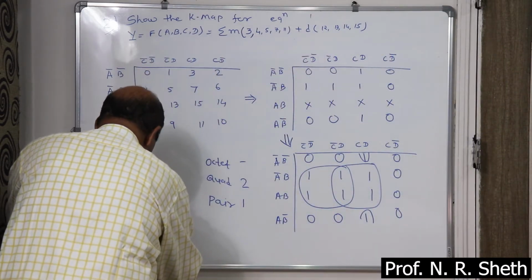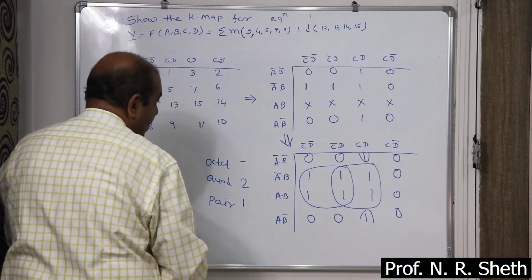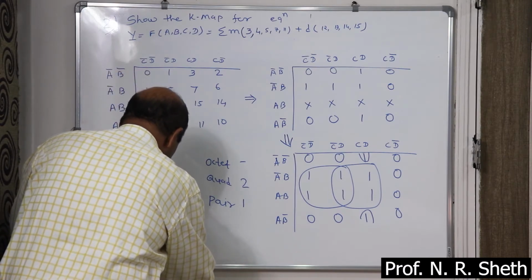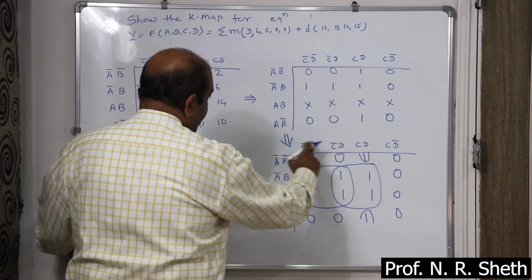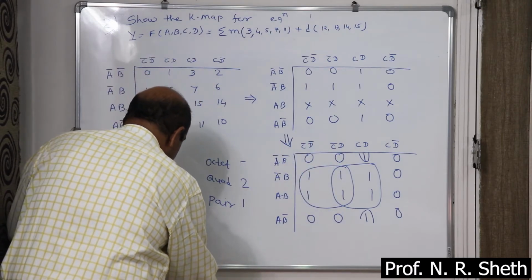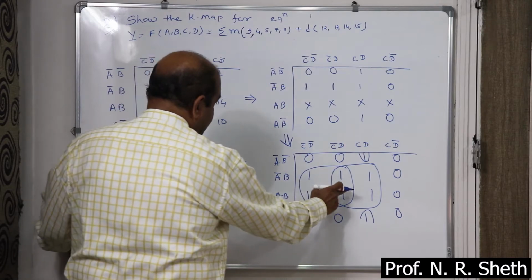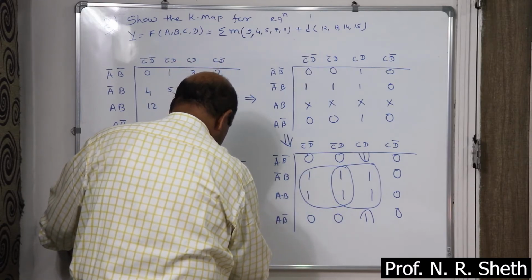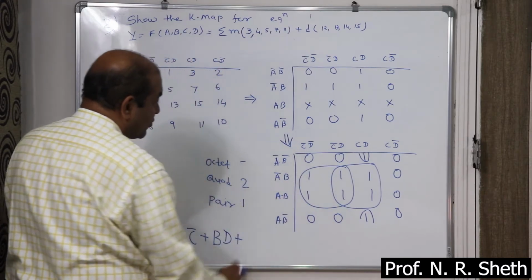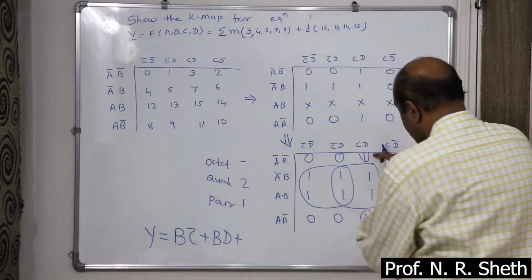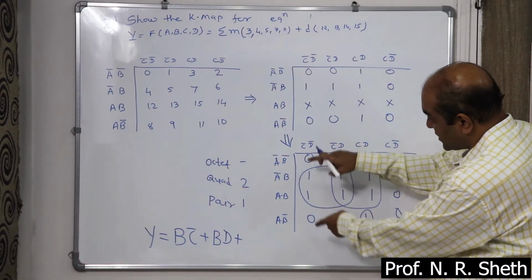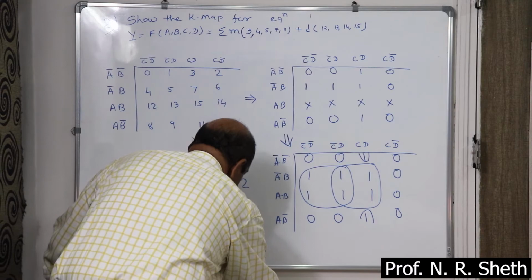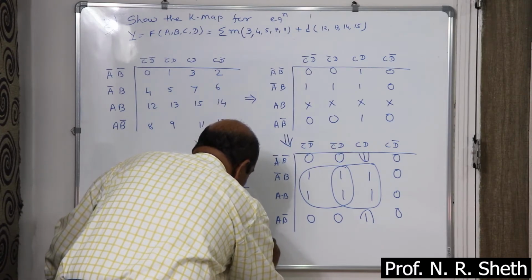Y equals, first one, A bar cancels, B, D bar cancels, so BC bar. For this part, it is BD. So these two remain the same, but now the pair is going to change. For these two, B bar remains the same, A bar cancels. So B bar CD. It is B bar CD.